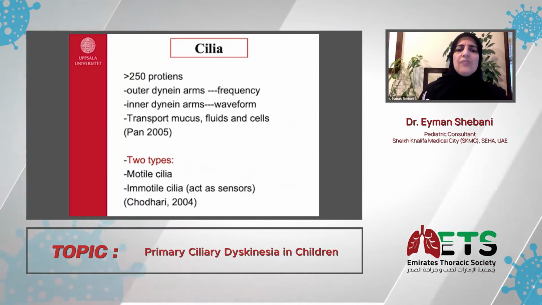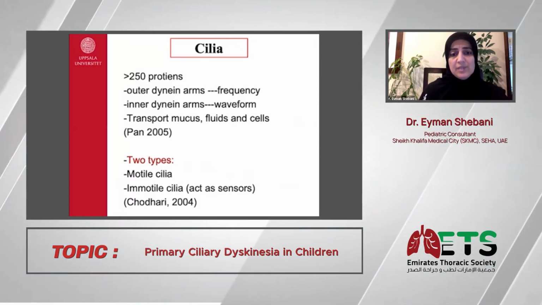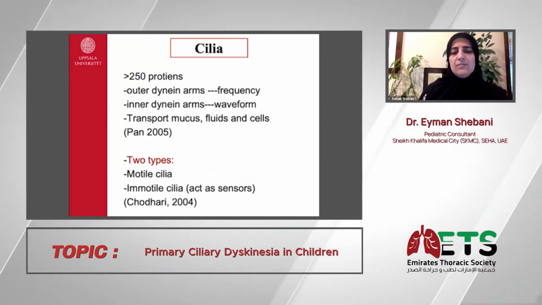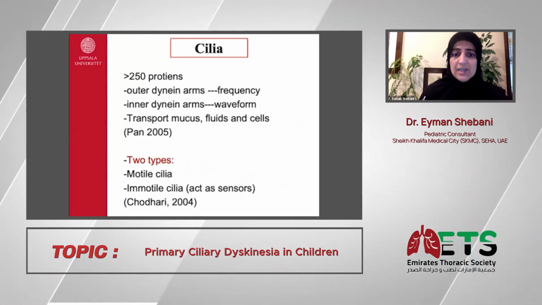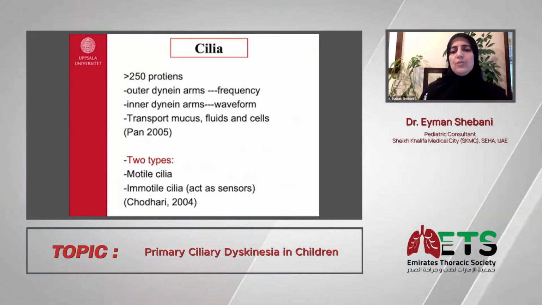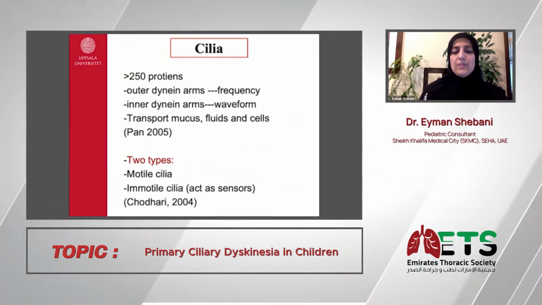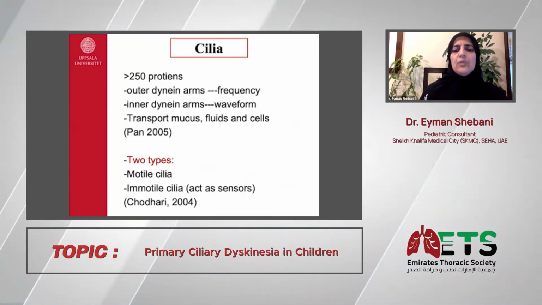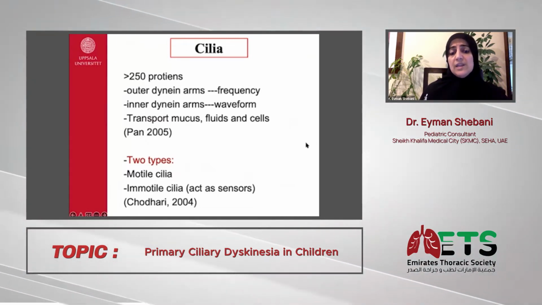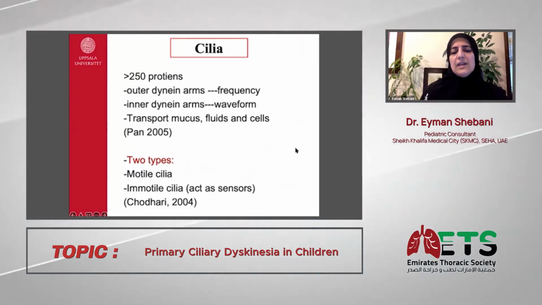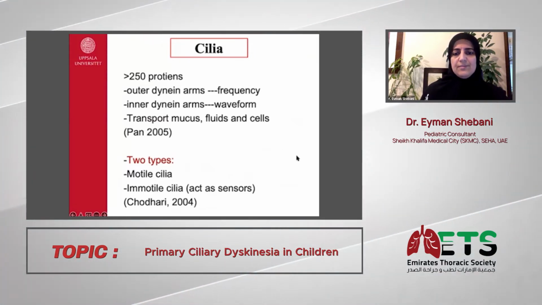We usually have more than 250 proteins per cilium. The outer dynein arms are responsible for the frequency, and the inner dynein arms are more for the waveform, and they both help in transportation of mucus, fluids, and cells across the cells. There are 2 types: motile cilia, and immotile cilia, which act more as sensors.